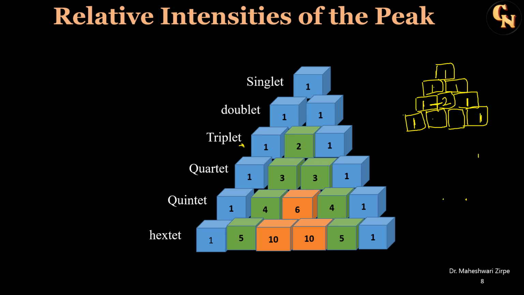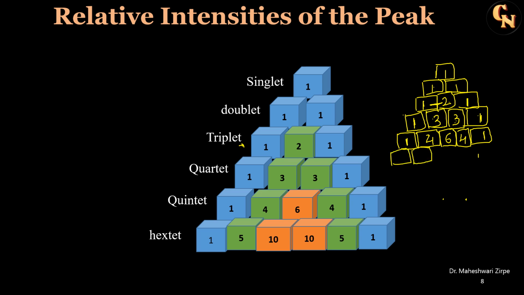Okay, 1 plus 2 is 3. Similarly, this box will be the addition of 2 plus 1, that is 3. In the next layer you will have a total of 5 boxes. In 5 boxes the extremes will be 1. Then the next ones will be 1 plus 3 is 4, 3 plus 3 is 6, 3 plus 1 is 4, and then 1, and so on. You can just go on.